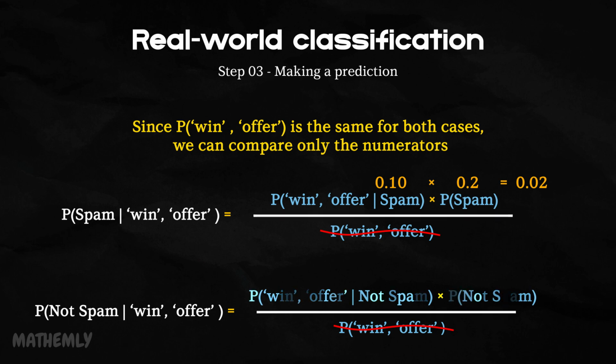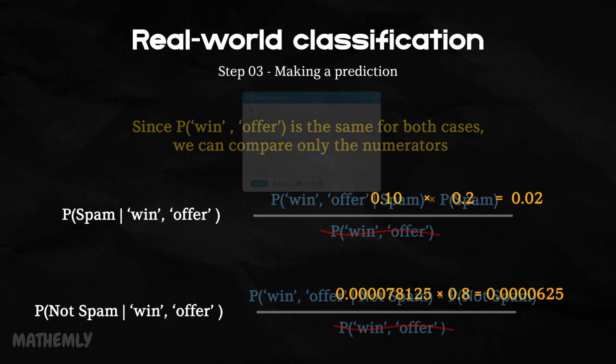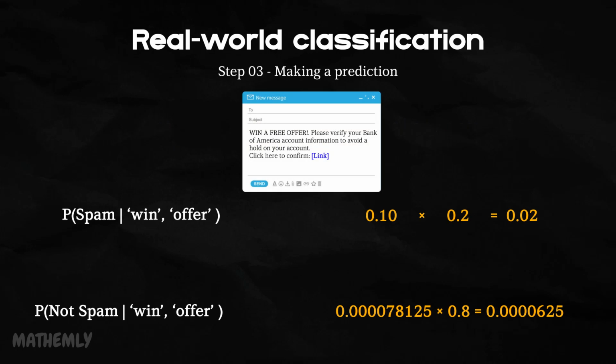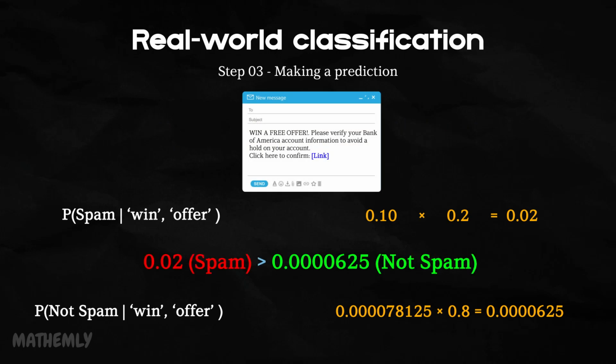The probability of the words win and offer appearing given the email is not spam times the prior probability of an email being not spam is 0.000078125 times 0.8 equals 0.0000625. Since 0.02 for spam is greater than 0.0000625 for not spam, the email is classified as spam.